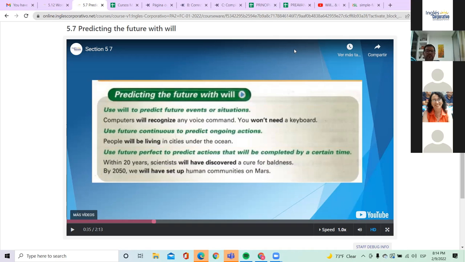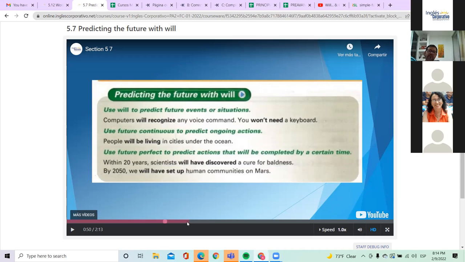Or by 2050, we will have set up human communities on Mars. So we will have successfully achieved a community on Mars. They will continue to live there. They will continue developing, but the first time that we do it, that's a one-time event. So we will have set up.